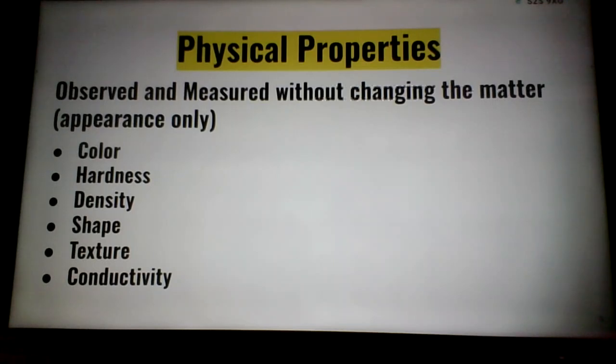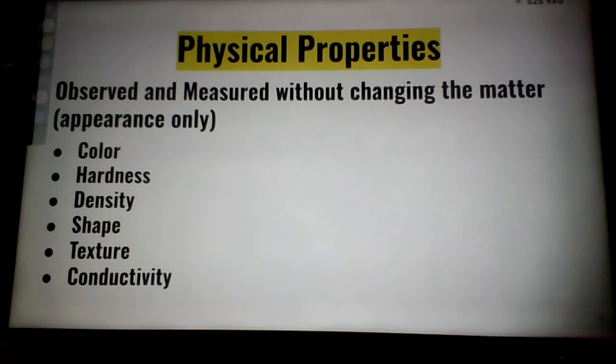Here are a few very common physical properties. There are others. Color, hardness, density, shape, texture, again, that's how something feels. Conductivity means how well electricity flows through the object. These are all physical properties, and you may be able to come up with some more. But physical properties allow us to observe and measure without changing the matter. We're talking about only the appearance.